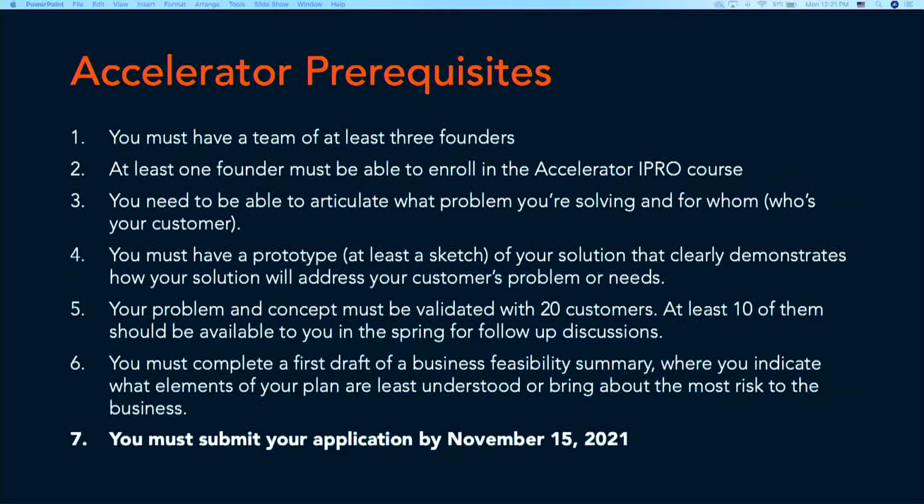So we're almost towards the end of the presentation. Really quick, I wanted to go over some of the prerequisites. I'll send out this slide deck so you don't have to worry about noting all this down, but very briefly, you have to have at least 3 founders on your team to be eligible for the Accelerator, and at least one of them has to actually enroll in the class. So one person has to be a student taking the class for credit. The other members of your team can still join in and participate, but at least one has to be doing it for credit.